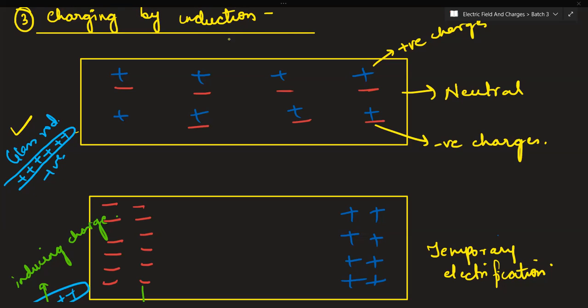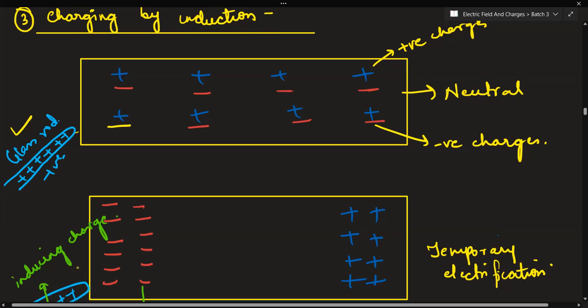Negative. Negative charges, definitely. So what happens? All the negative charges that are residing in this neutral conductor will get accumulated after a certain period of time because of the attraction of the positive charges. And over time, since all the negative charges are coming at one end, the other end will develop positive charge, because the other end is left with positive charges. So you have easily separated positive and negative charges.